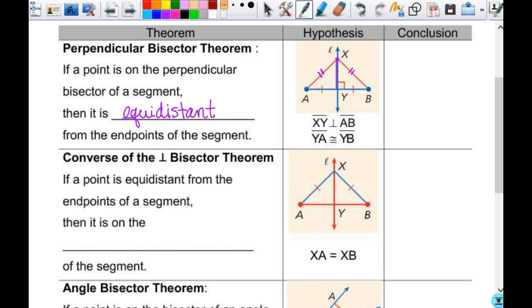So the conclusion that we draw from this specific theorem is that line segment AX is congruent to line segment XB. That's the direct descendant of the theorem, but that also tells us that triangle AXB is isosceles.